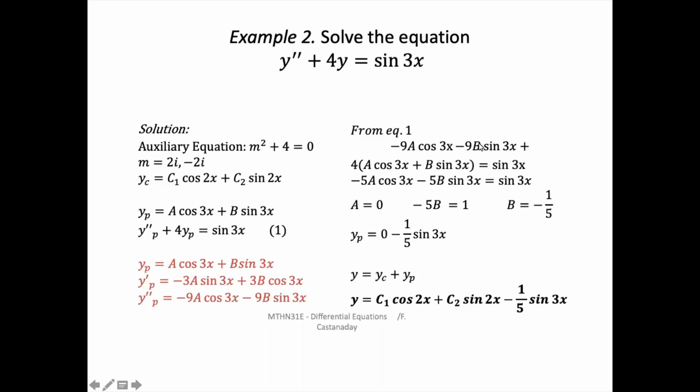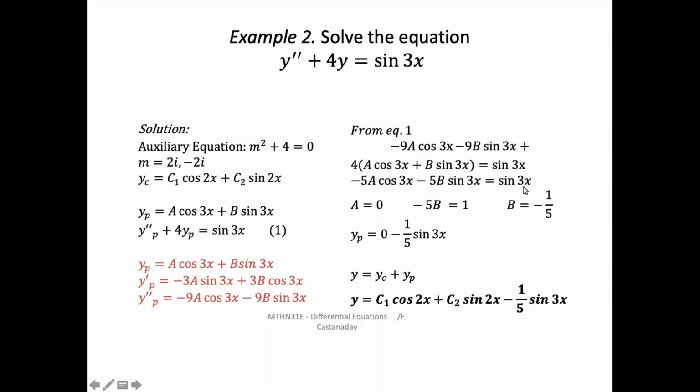Now we simplify, combining like terms, resulting in negative 5a cosine of 3x, because minus 9a plus 4a is negative 5a. The same here with the second term: minus 9b plus 4b. So you have minus 5b sine 3x equal to sine 3x.